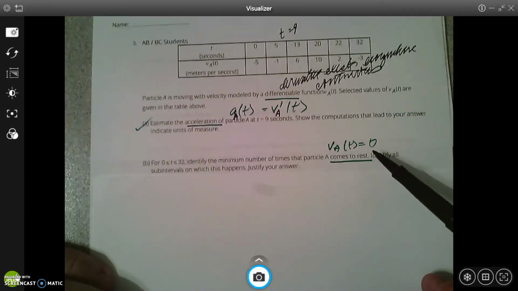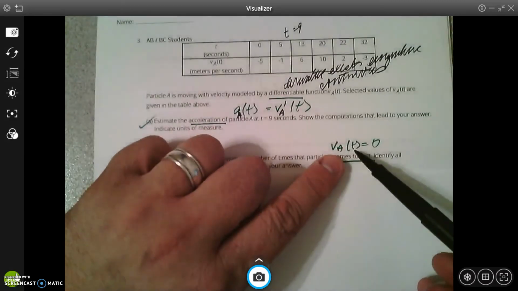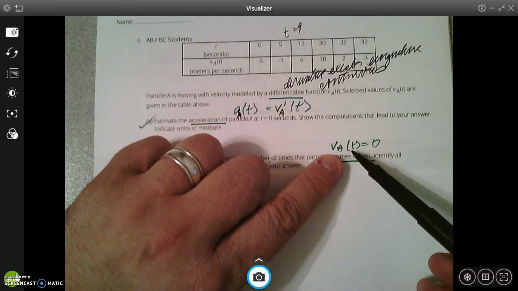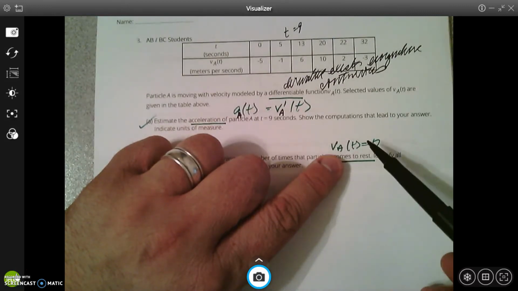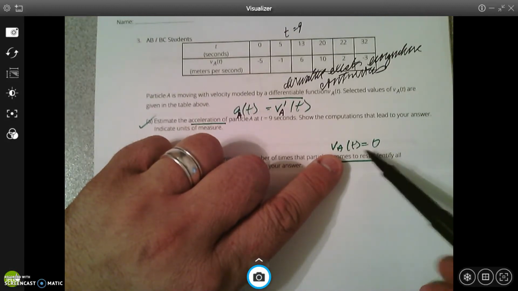The intermediate value theorem says if we know that the velocity is positive at some point and the velocity is negative at another point, if the function is continuous on that interval, then the velocity is going to be equal to 0.